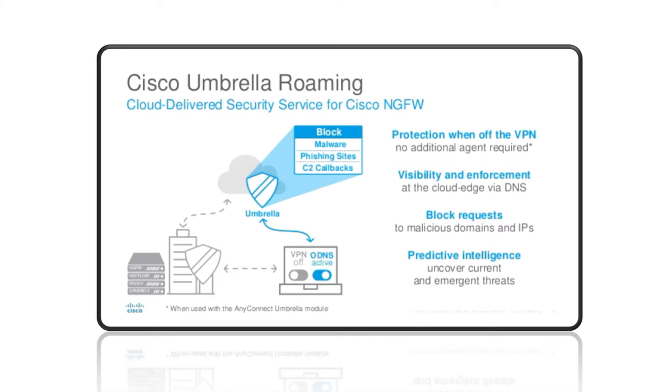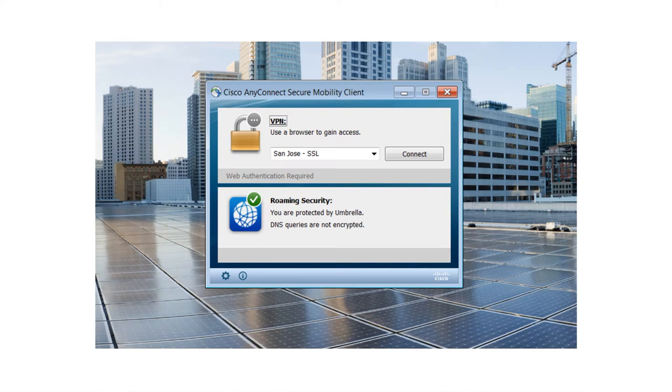With the ability to protect you when you're away from your firewall, and away from your corporate protections, OpenDNS or Cisco Umbrella gives you a roaming client. Now, this roaming client will protect you while you're connected to the internet, but not connected to the VPN. As you can see here, this button says connect.